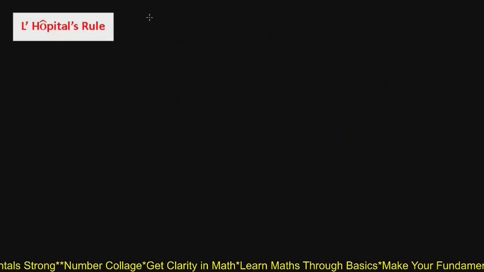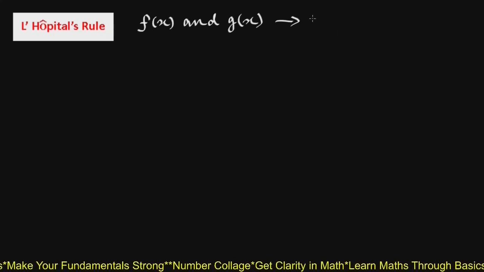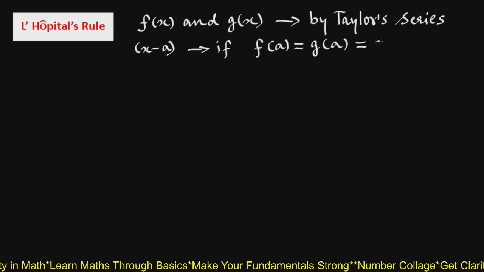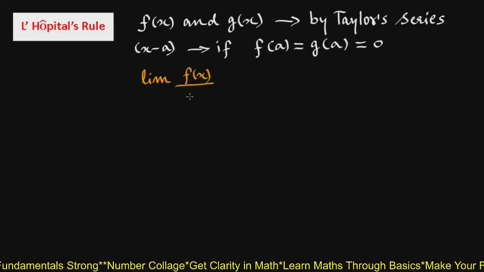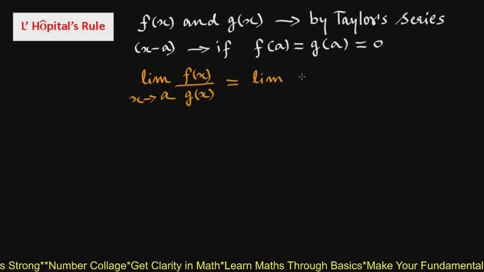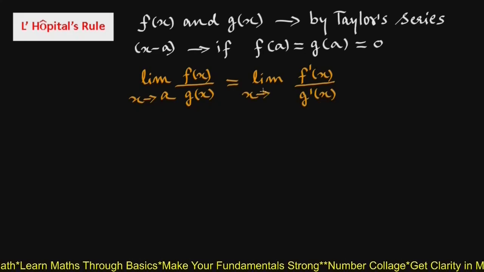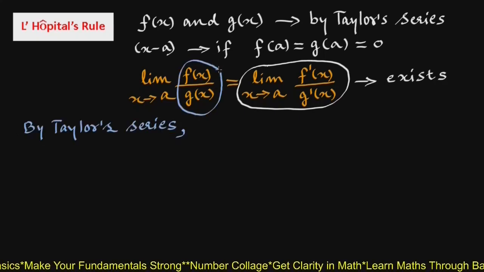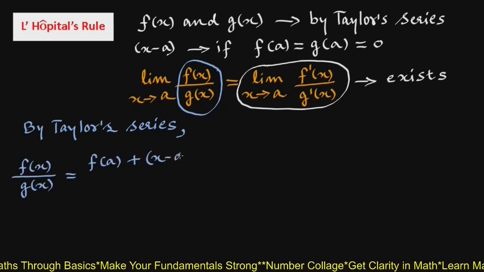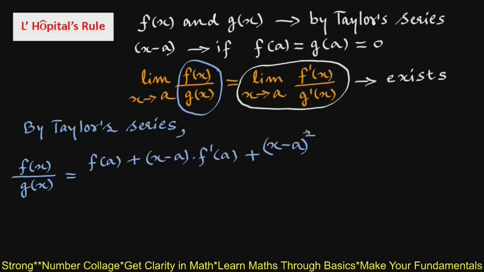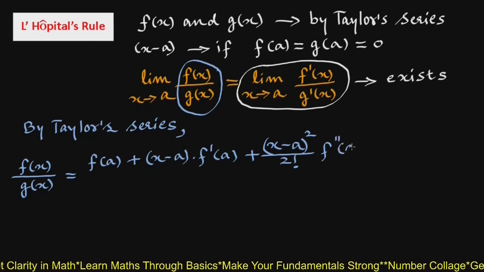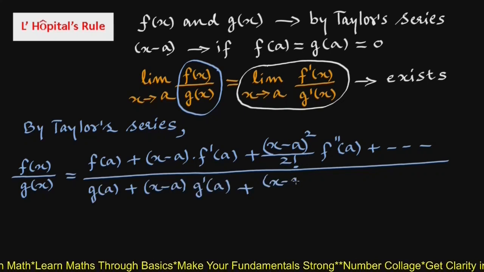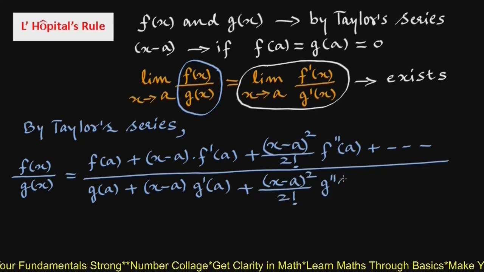L'Hopital's rule states that if f(x) and g(x) can be expanded by Taylor series in the neighborhood of x minus a, and if f(a) equals g(a) equals 0, then we have the limit of f(x) upon g(x) as x tends to a is the limit of f'(x) upon g'(x) as x tends to a, provided this limit exists. So by Taylor series, we can write f(x) upon g(x) as f(a) plus (x minus a) f'(a) plus (x minus a) whole square upon 2 factorial f''(a) plus so on and so forth, upon g(a) plus (x minus a) g'(a) plus (x minus a) whole square upon 2 factorial g''(a) plus so on and so forth.